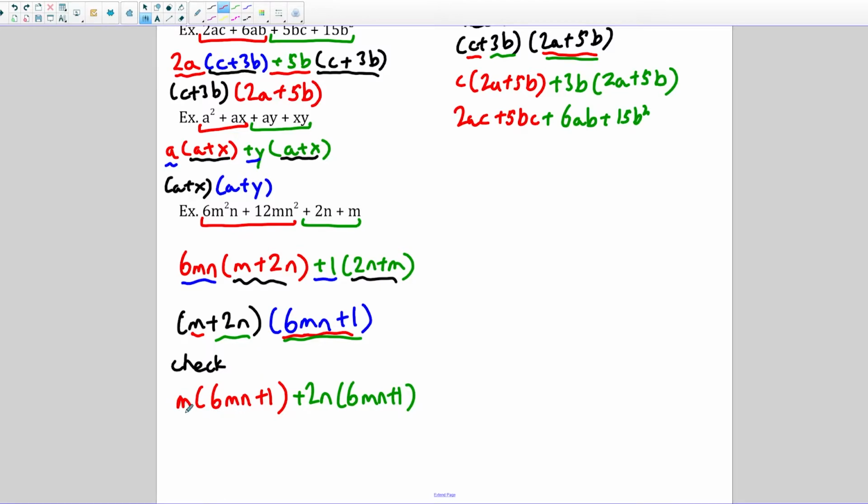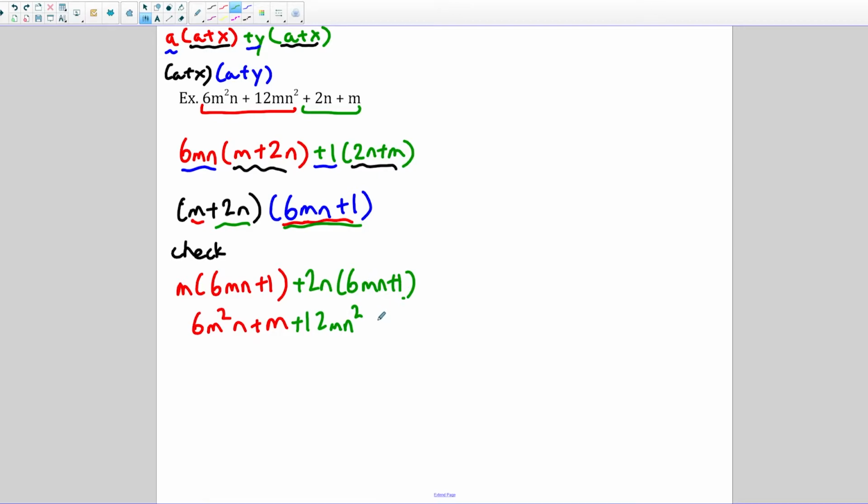We have 6mn times m gives us 6m squared n, plus 1 times m gives us plus m, 2n times 6mn gives us plus 12mn squared, and then 2n times 1 gives us plus 2n. We notice that we have exactly the same thing as our original expression. We have the 6m squared n, we have the plus 12mn squared, and then the 2n plus the m right down here. So we've done it correctly if we can expand our factored form and come up with the original expression.